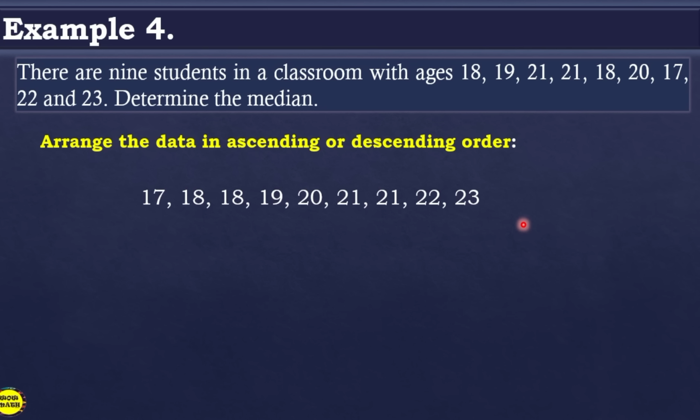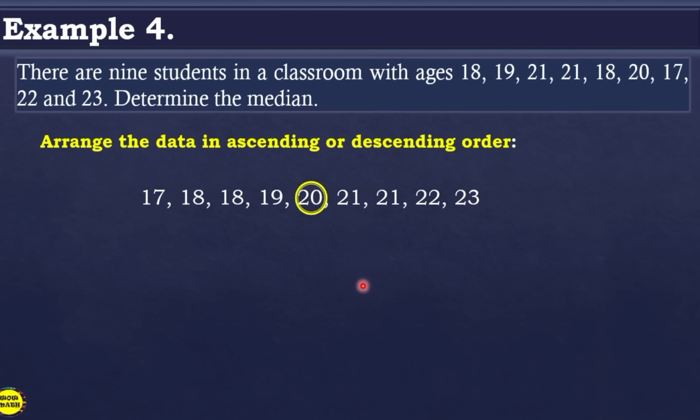And after that, identify natin ilan sila lahat. So ito ay 9, no? 9 students. So, ibig sabihin odd number. So, odd number, paano ko makukuha ngayon yung median? So, di-divide ko lang. 9 divide 2, so that is 4.5. So, 4.5, so round, ibig sabihin yung pang 5. Okay? So, bilang tayo 1, 2, 3, 4, 5. So, ibig sabihin yung pang 5, yung median natin.